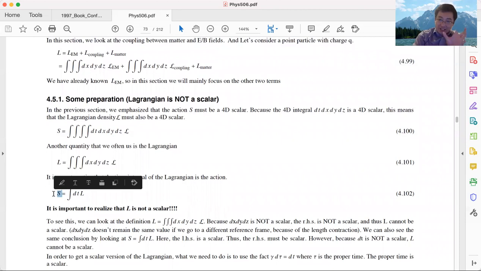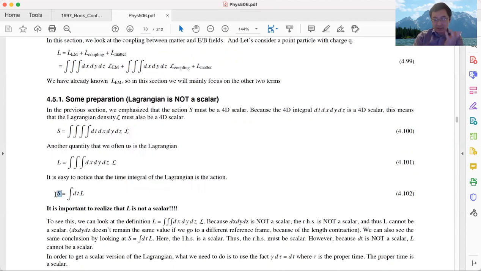We know that action is a scalar. If action is a scalar, we also know that dt is not a scalar. Time is not a scalar. Time is one component in the four-dimensional coordinate vector. So time is one component of a 4D vector. It's not a scalar. If time is not a scalar, S is a scalar, then L cannot be a scalar.